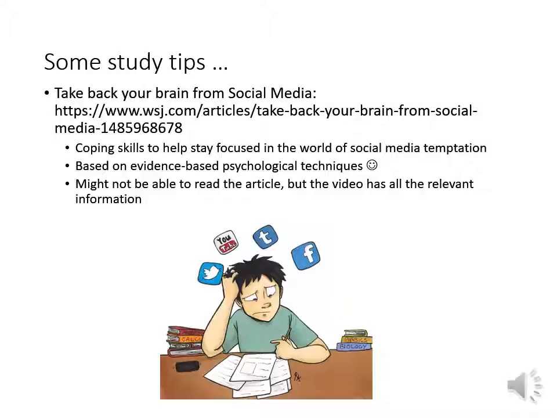And in case anyone's interested, this is not required reading, but there was a recent article in the Wall Street Journal about ways to minimize your use of social media when you're trying to focus on something else. If you aren't a subscriber, you might not be able to read the text of the article, but the video is interesting.